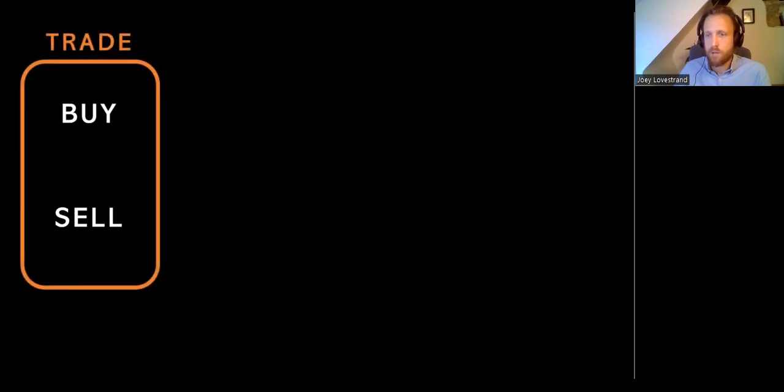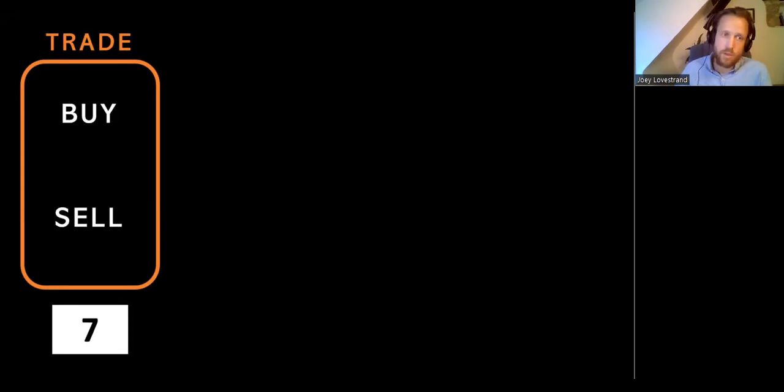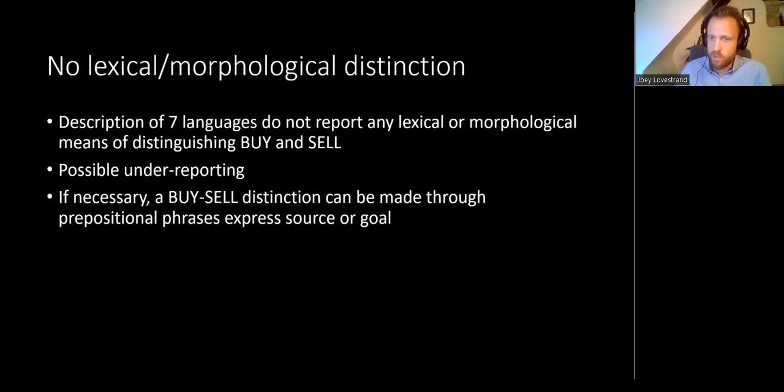And in some Chadic languages, there's just one word that expresses both of these meanings. I'm going to use the word TRADE in all caps here to refer to a word that combines both of these meanings, a word that can mean either buy or sell, depending on the context. And for 7 Chadic languages, as far as I could tell, this is the only word that is used for expressing buying and selling in the language. There's no specific forms for buy or for sell.